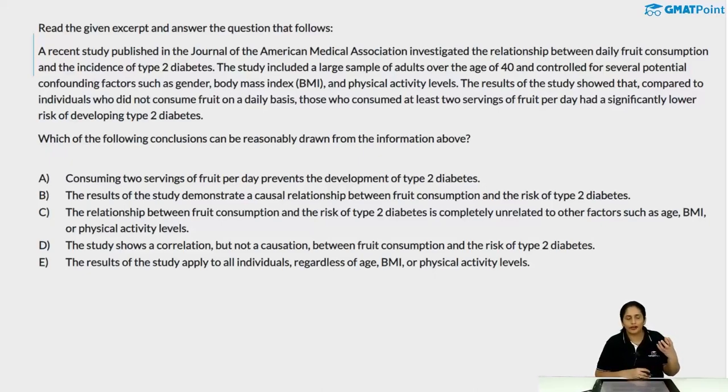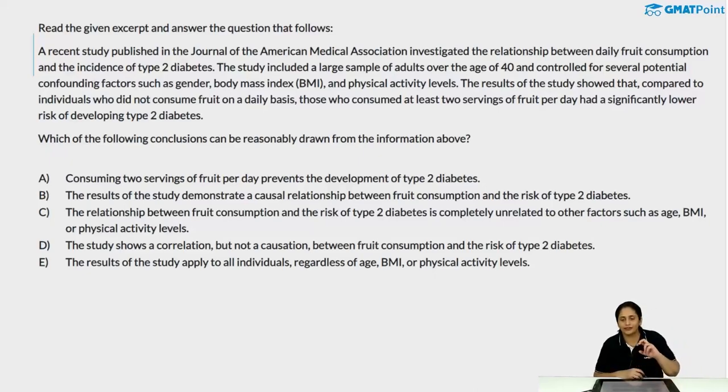From the result of this, we can see that those who ate 2 servings of fruit, that is correlated with a lesser risk of developing diabetes, while those who did not eat 2 servings of fruit had a correlation with a greater chance of developing type 2 diabetes. Now let us take a look at the options, and we'll see which of these is scientifically correct given the information that is given.